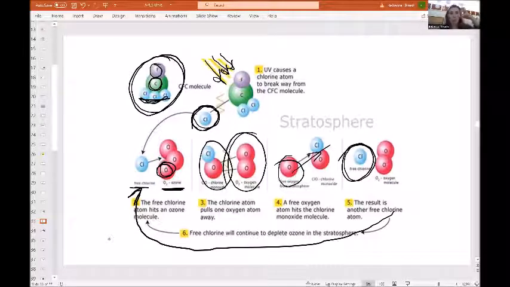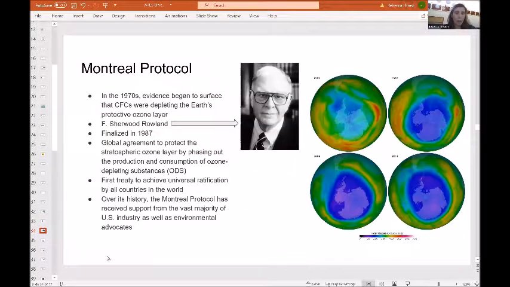So it's not just one CFC molecule degrading one ozone molecule. It's a chain reaction that continues to occur. So what is the good news here? Well, a chemical scientist named F. Sherwood Rowland did several series of experiments that determined that it was indeed CFCs that were causing stratospheric ozone depletion.